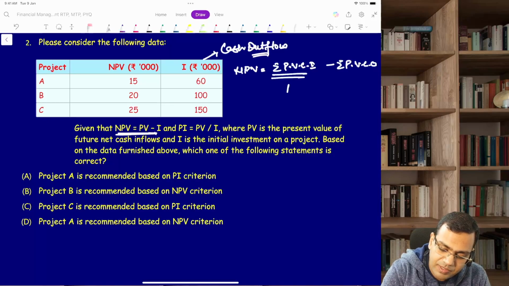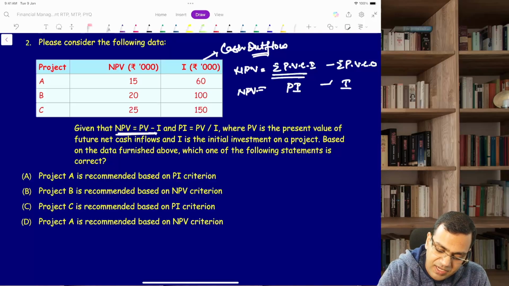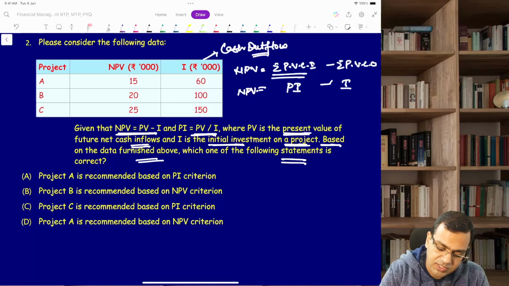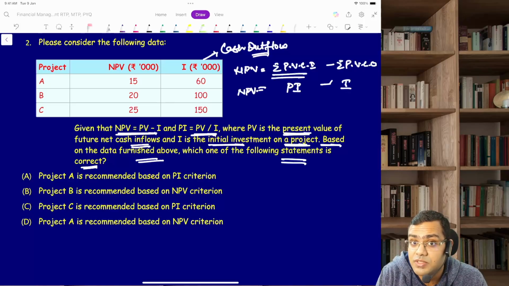This they have represented by PI, minus this they have written as I. And PI is equal to PV divided by I, where PV is the present value of the future net cash inflows and I is the initial investment on the project. Based on the data furnished above, which of the following statements is correct? Project A is recommended on the PI criteria. PI is what? Profitability index. The sum of present value of cash inflows divided by the sum of present value of cash outflows. That is what the PI is.